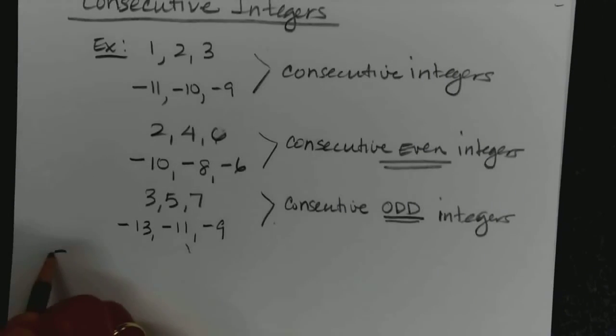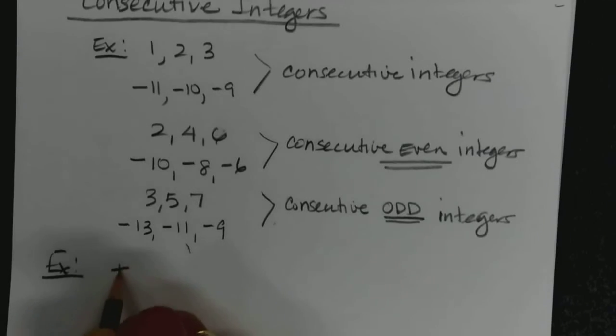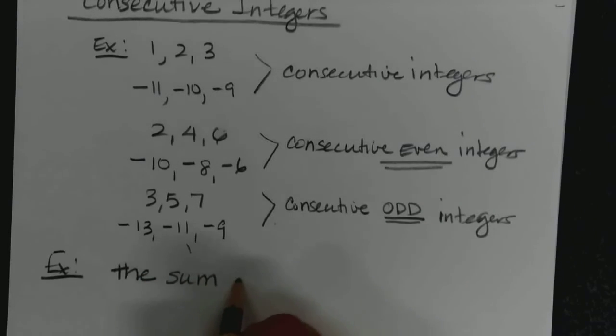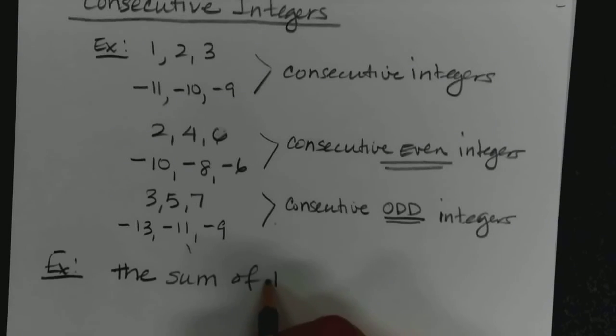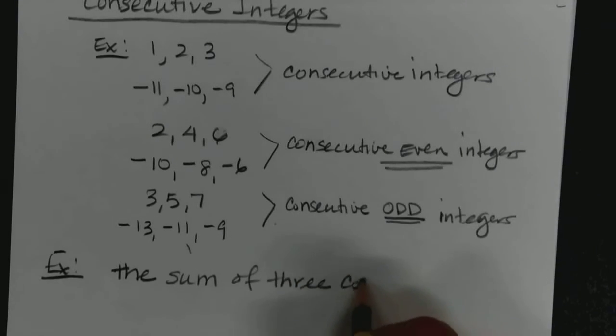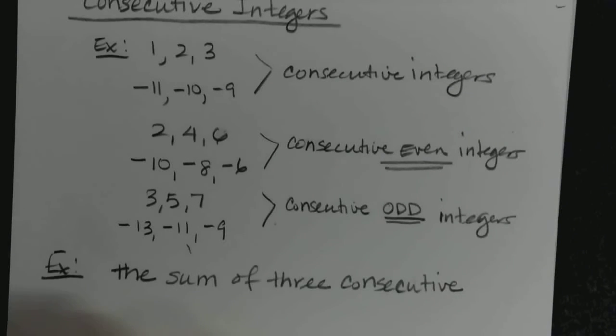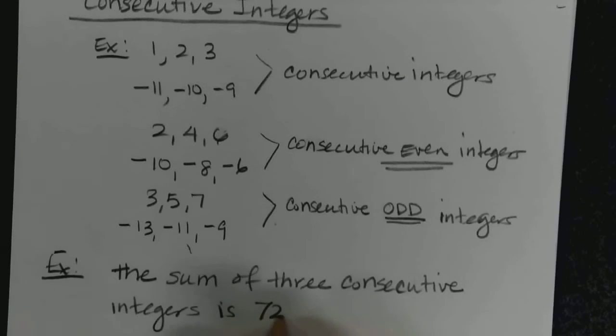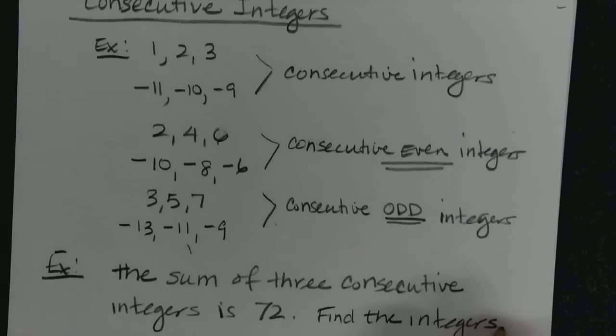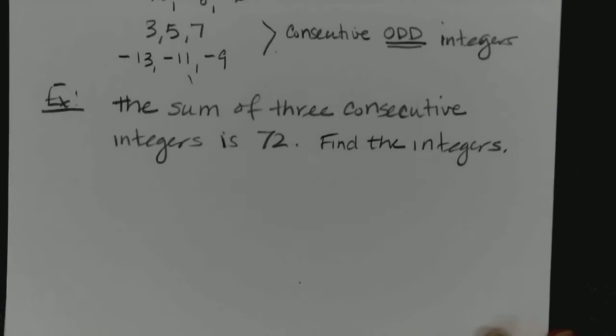So here's an example. Ready? The sum. What does it mean by the sum? Add, right? Total. The sum of 3 consecutive integers is 72. Find the integers. So I'm looking for how many integers? 3. It's a sum of 3 consecutive integers, right?